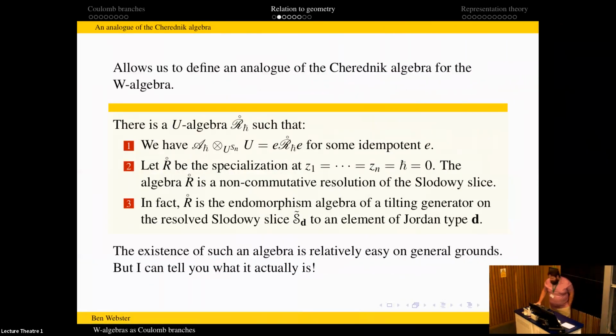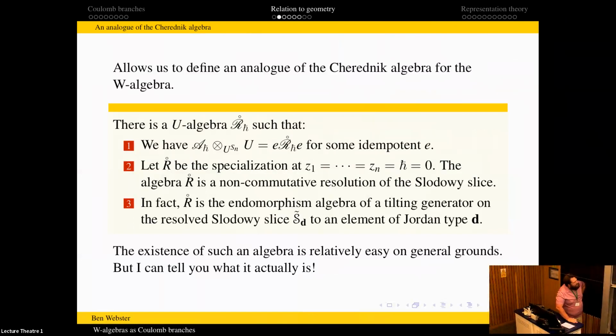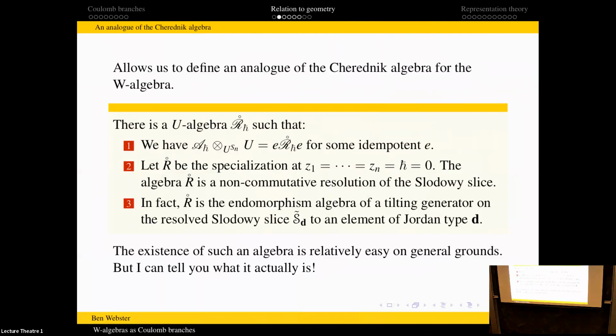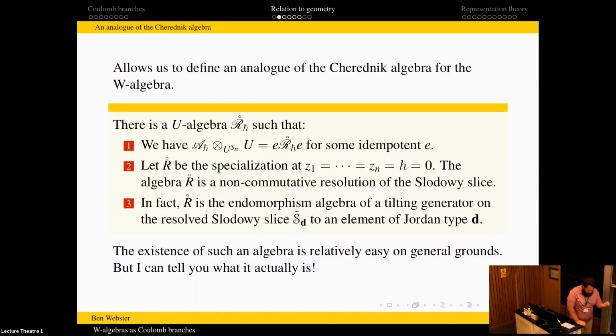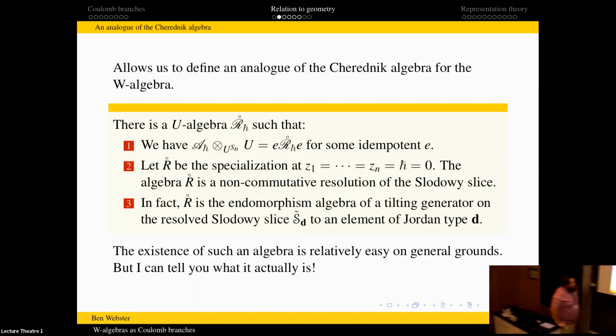All right, another application, which I should thank Yvonne for talking about some of this stuff first. It allows us to define what I would call an analog of the Cherednik algebra for the W-algebra. So the W-algebra is a quantization of a symplectic singularity. Another such quantization that's very popular is the spherical Cherednik algebra. The spherical Cherednik algebra sits inside the full Cherednik algebra. They're Morita equivalent for most parameters, but not for all of them. And the full Cherednik algebra behaves much better. It's always finite global dimension. It's just generally nicer.